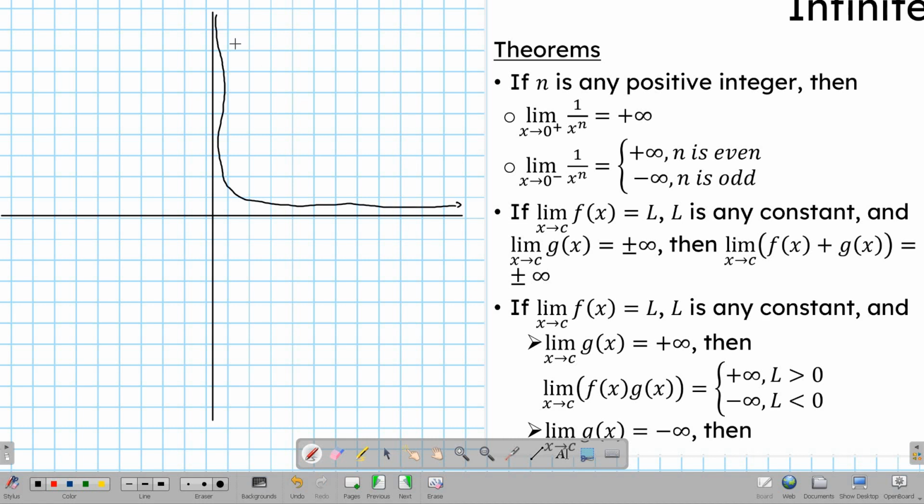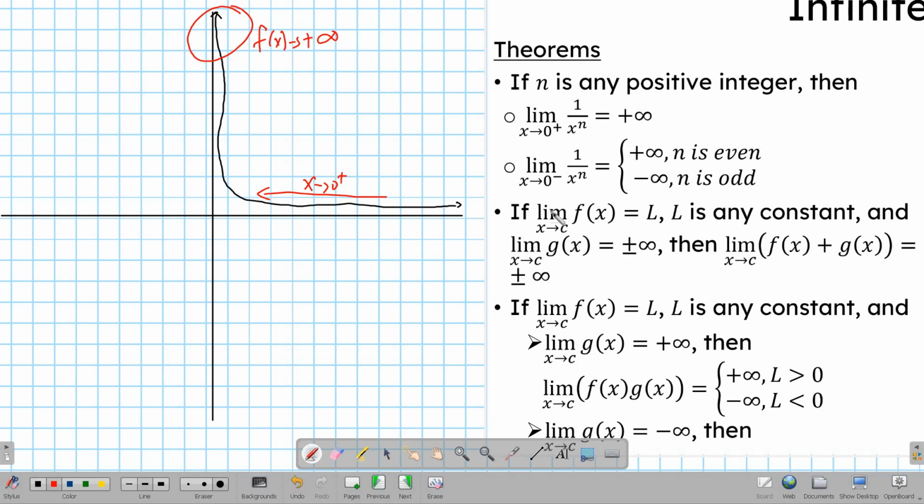My hand is a little shaky, but we'll have this curve here on quadrant 1, on the positive x and the positive y axis. Whichever n is, it will always have that curve, and as x approaches 0 from the right, the f of x values would approach positive infinity. Therefore, the limit is positive infinity.